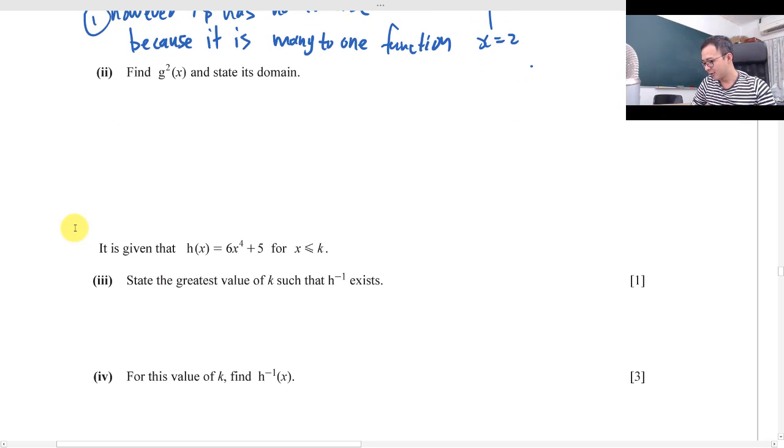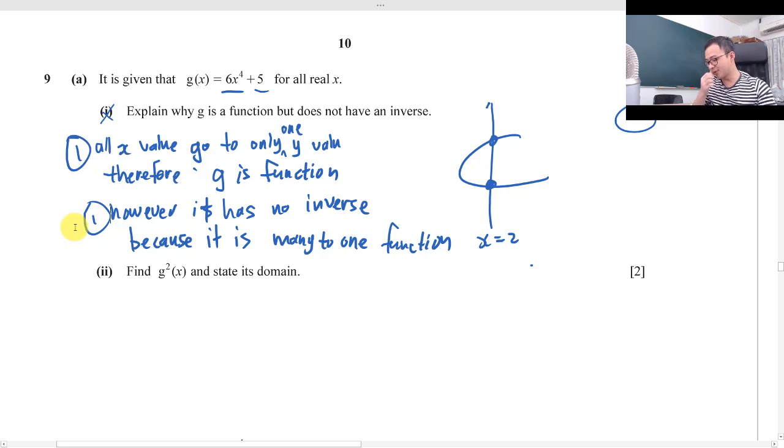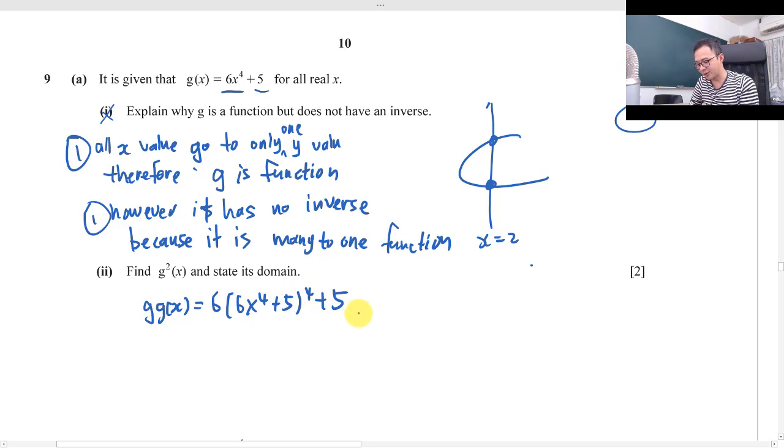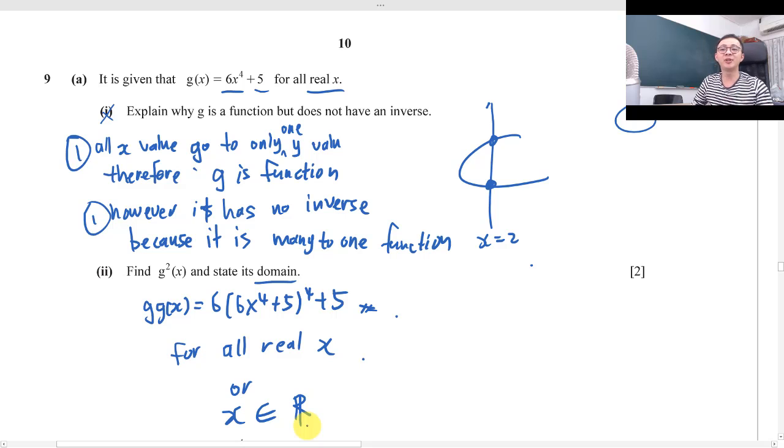Alright, so okay, find g squared and state its domain. So g squared is basically substituting g(x) into the g(x) here. So it has 6(6x^4 + 5)^4 + 5. Alright, just like this, quite simple. And the domain should be the same as the g(x) domain. So I can say, for all real values of x. Or if you prefer to write the sign, you can write x is an element of the real numbers.